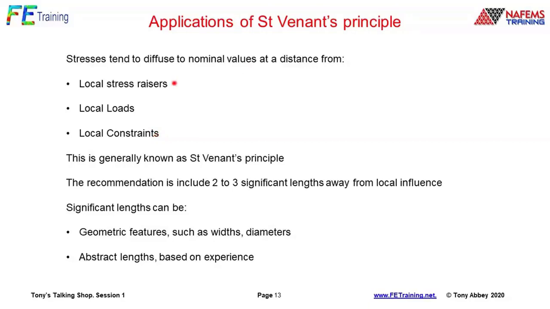We have a disruption of the stress flow in a local feature. As we move away from that, we get the same kind of effect. So St Venant didn't really talk about that, but I think with common sense we can apply the idea to stress raisers. These are all generally known as St Venant's principle, and we bandy this around, but it's all about this critical diffusion length and getting away from that region of local influence for different kinds of purposes.